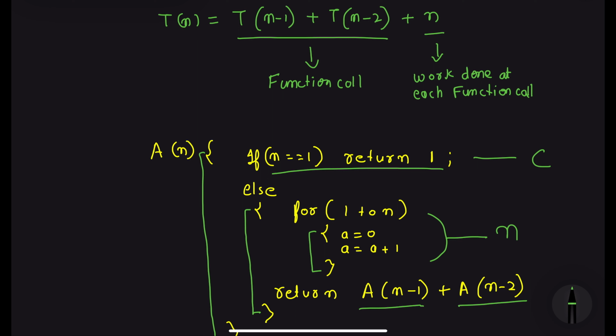So for every function call this loop will run. This will be the work done at each function call. Whatever value you run this for, this loop will run every time. So it is the work done at each function call. And if we do not have this loop, then we can say a constant unit of time is consumed. So the function will become T(n-1) + T(n-2) + c. So here the constant will be the work done at each function call if there was no loop.